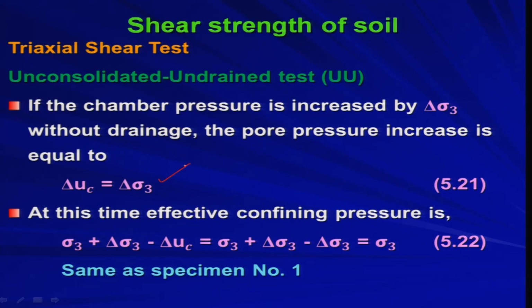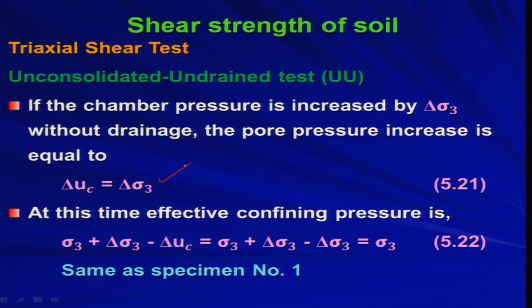So delta UC is equal to delta sigma 3, because whatever additional cell pressure you apply, the same amount will be transferred to the pore water, because you are not allowing drainage. So the soil particles will not take any extra load. Everything will be taken by the water itself, the pore fluid. So delta UC is equal to delta sigma 3.